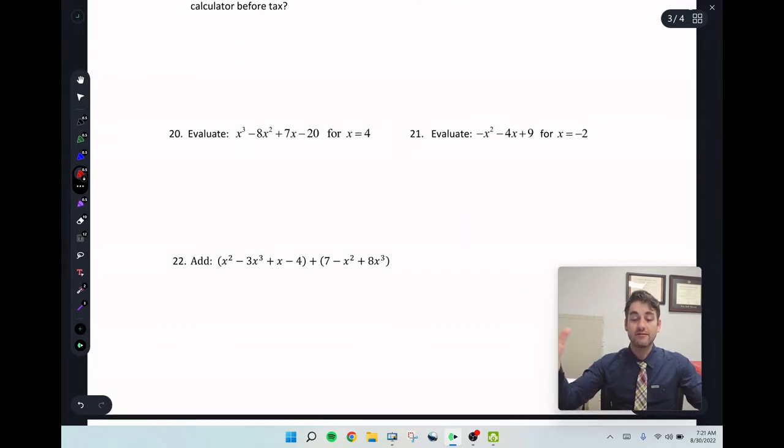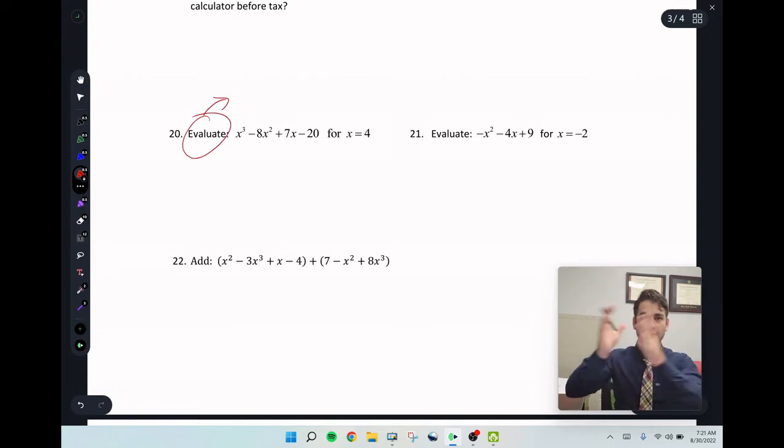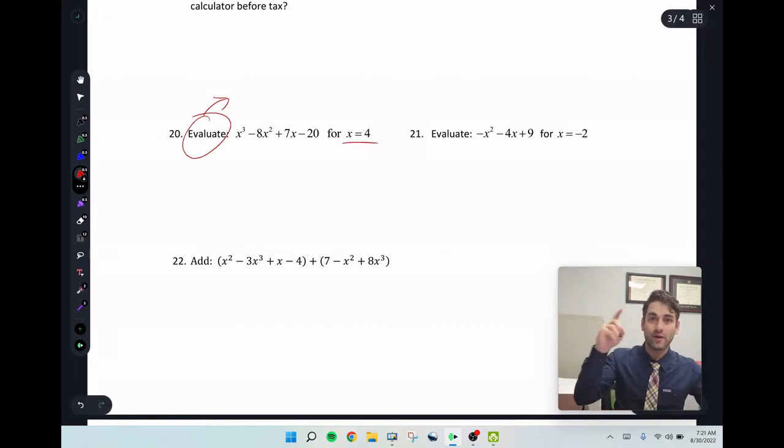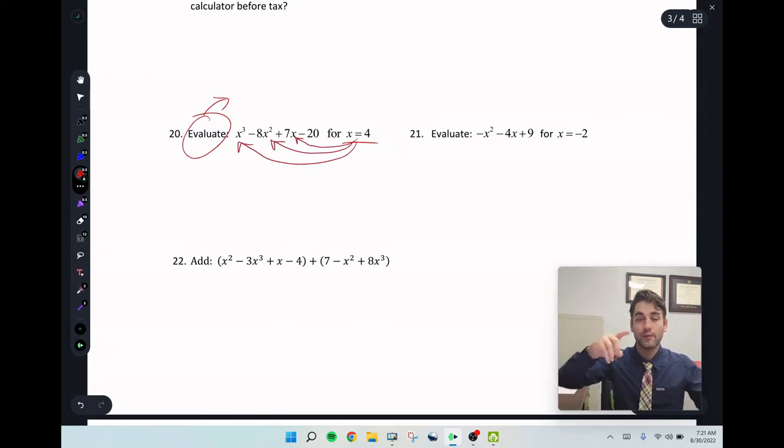And then let's look at these. Evaluate. Ooh, evaluate is a big word that just means plug and chug, if you've heard that before, or substitute it in, or plug the x in every time you see x. Not just one time, but every time. So if you see x equals 4 here, we're going to take that 4 and plug it into each of those x's. And 4 is not too crazy, but when we get to number 21, it looks like it's got a negative number.